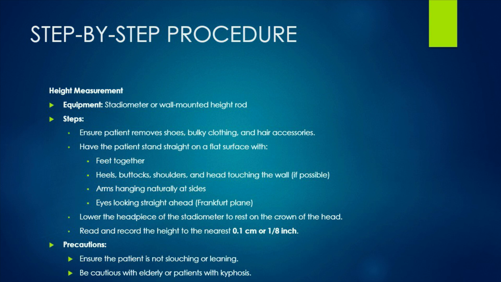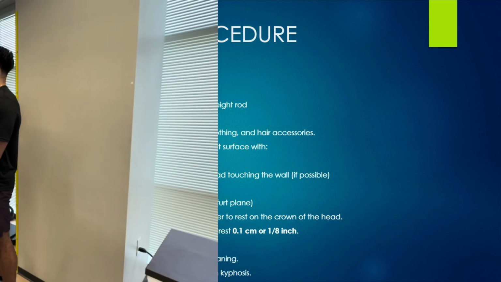Once the patient is situated, mark from the crown of the head to the nearest 0.1 centimeter or 1/8 of an inch on the measuring stick. Record this number for later use. Some precautions that you should be watching out for are ensuring the patient is not slouching or leaning, and being cautious with the elderly or patients with kyphosis.